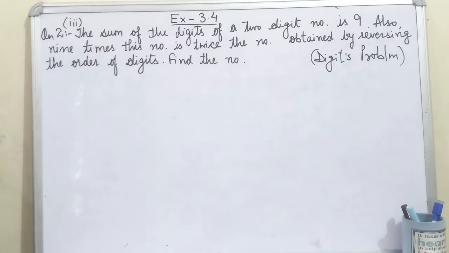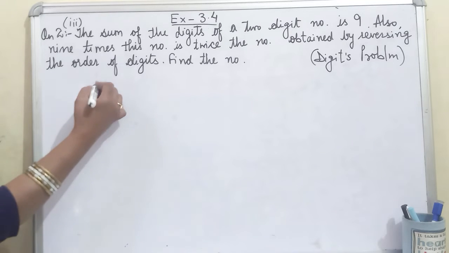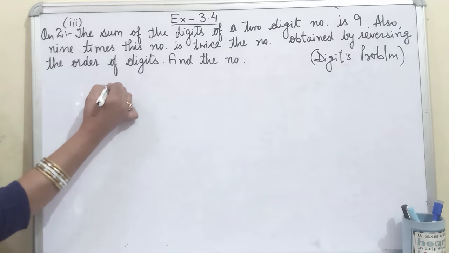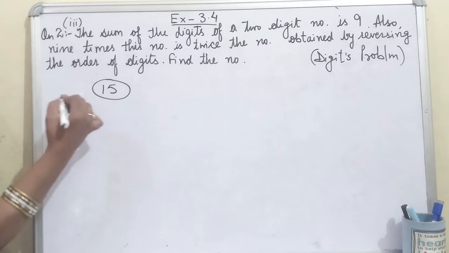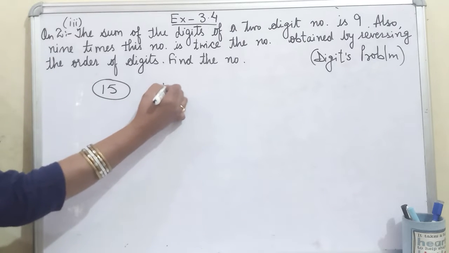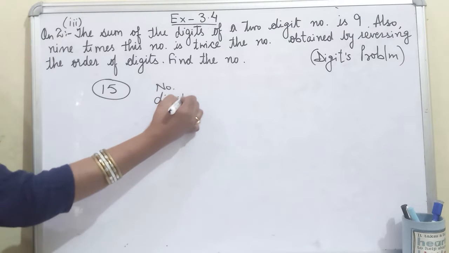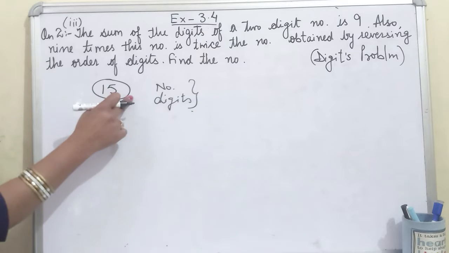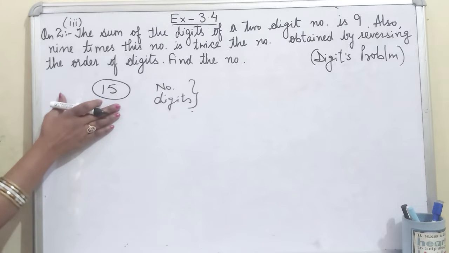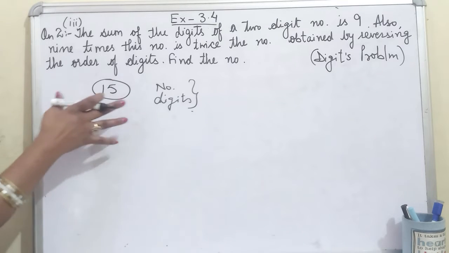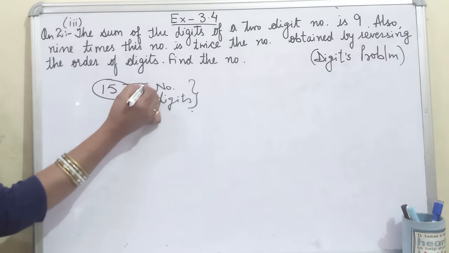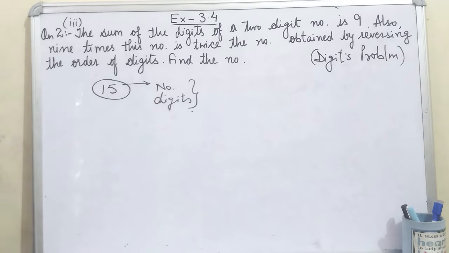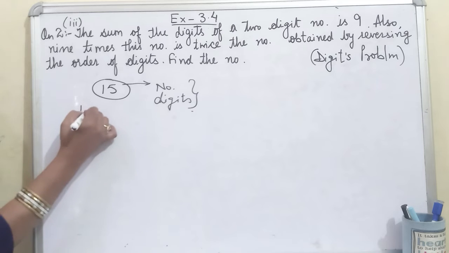Before doing this question, I want to make some things clear to you. Suppose you have a number 15. Can you tell me the difference between number and digits? If you know the difference, then the question will be easy for you. Here the number is what, 1, 5 or 15? 15 is the number, and the digits are 1 and 5.